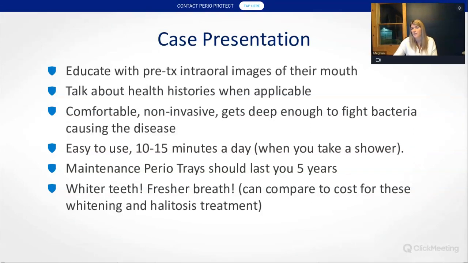Remind patients it's comfortable, it's non-invasive. We're going to be able to get down deep and fight bacteria, and it's easy to use 1 to 2 times a day, 10 to 15 minutes. Again, they can wear it while they're in the shower or commuting on the way to work. Maintenance trays are going to last a very long time, 5 to 7 years. And again, they're going to get those benefits of whiter teeth and fresher breath as a result.